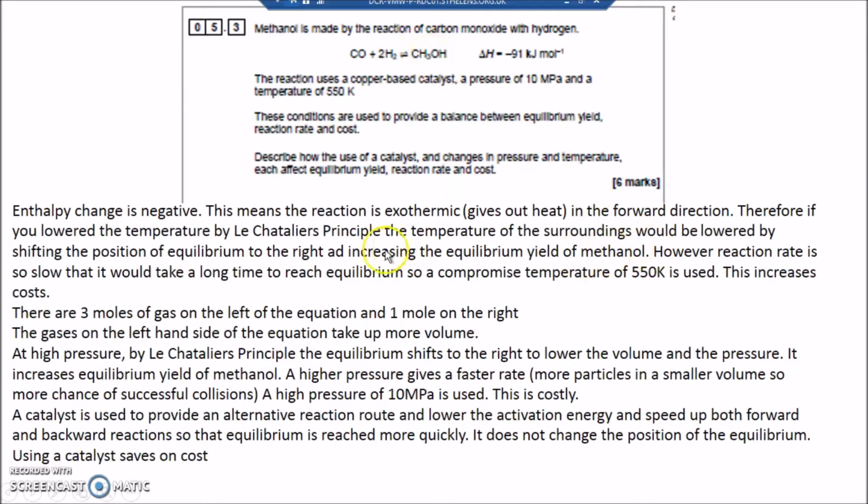However, at a very low temperature, the reaction rate is so slow it would take such a long time to reach equilibrium, so a compromised temperature of about 550 degrees C is used.